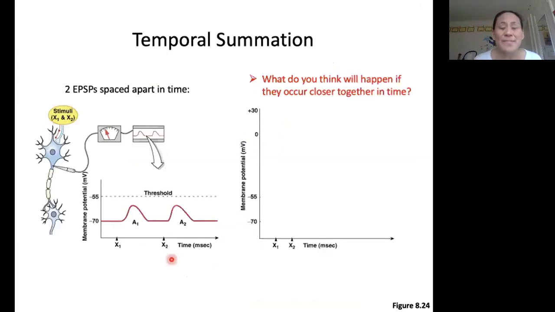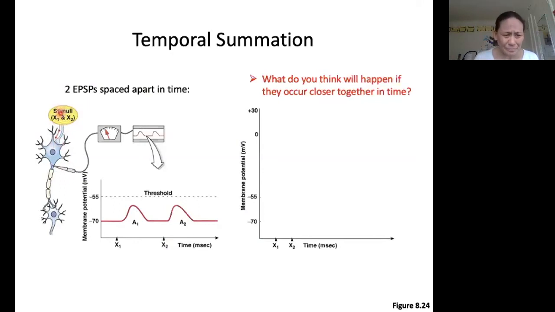All right, so the second mechanism we have for summing PSPs at the postsynaptic cell is temporal summation. And to illustrate temporal summation, we're going to take a look at this figure right here. What we are doing is we're recording basically at the trigger zone of the postsynaptic cell in response to action potentials that are coming in from the presynaptic cell.